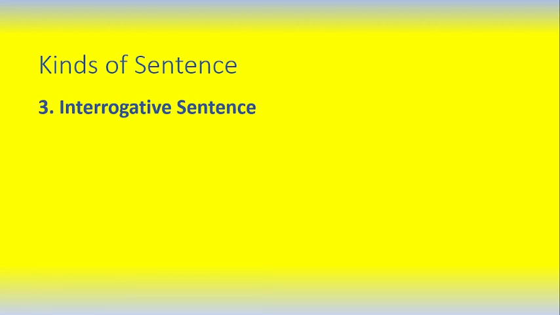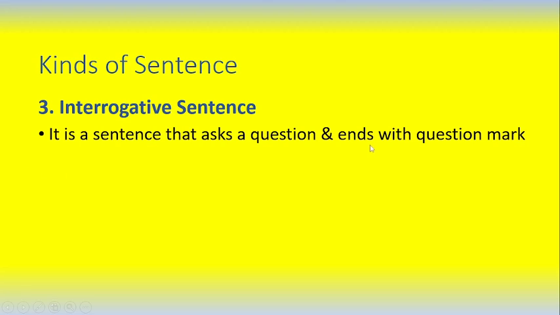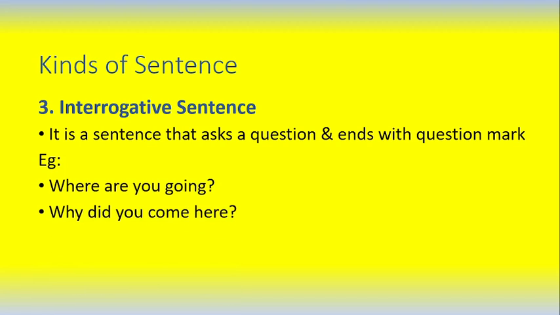The third one is interrogative sentences. What is interrogation? Questioning. It is a sentence that asks a question and ends with a question mark. This is very important: if any sentence ends with a question mark, then it is an interrogative sentence. We can give any number of examples. Where are you going? You are asking a question. Why did you come here? Again, a question mark. And who is that person? Again asking a question. All these are interrogative sentences.